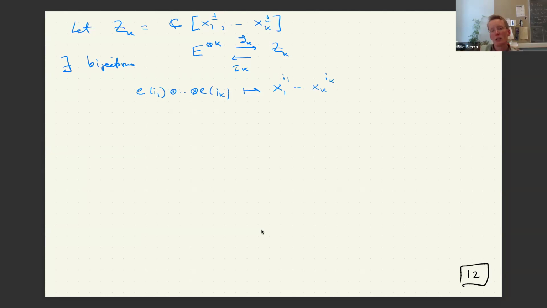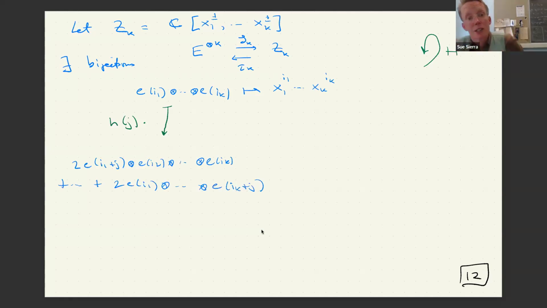So an elementary tensor in E tensor k looks like e_i1 tensor e_i2 tensor out through tensor e_ik. And I'm going to map this to the monomial x1 to the i1 through xk to the ik. So this is telling me, the x1 to the i1 is telling me that my first E is shifted by i1, and then my kth E is shifted by ik.